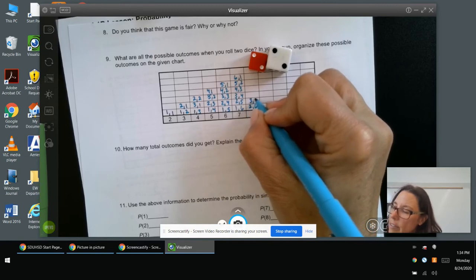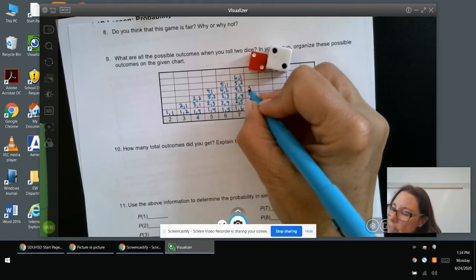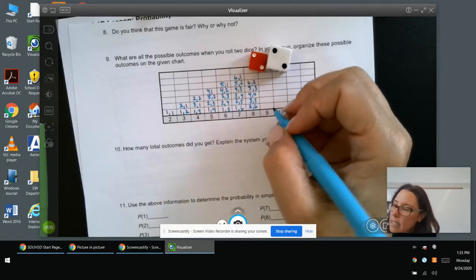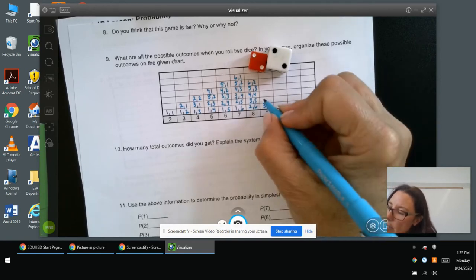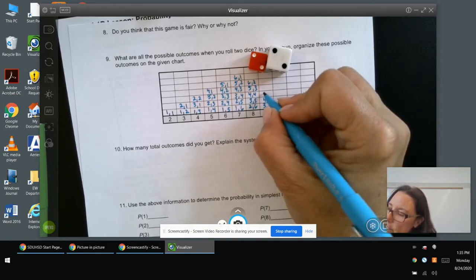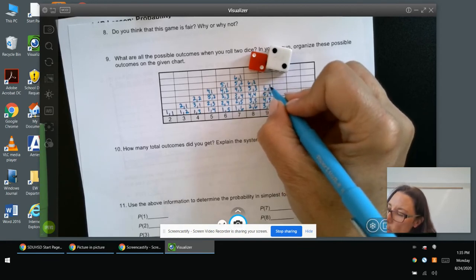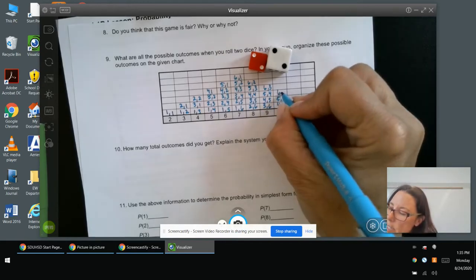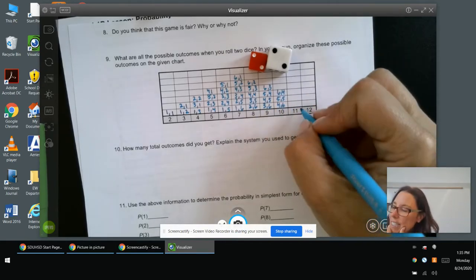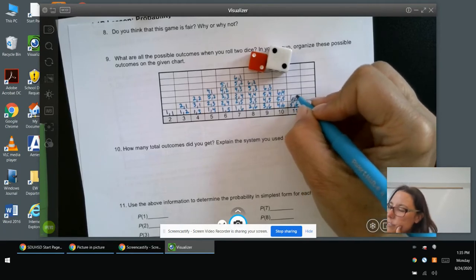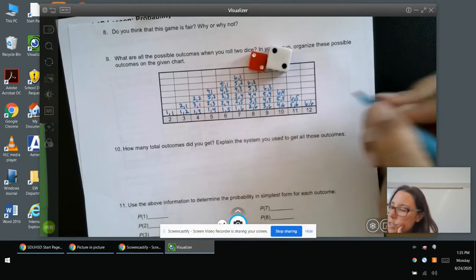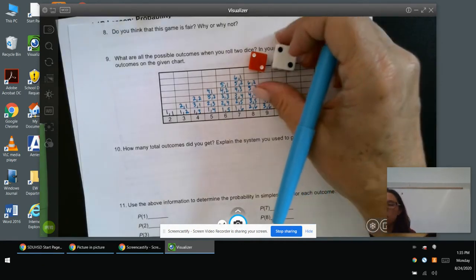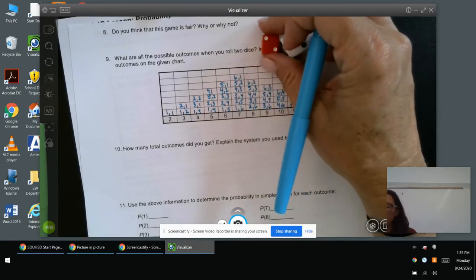a 3 and a 5, a 4 and a 4, a 5 and a 3, and a 6 and a 2. For a 9: 3, 6, 4, 5, 5, 4, 6, 3. For a 10: 4, 6, 5, 5, 6, 4. For an 11: 5, 6, 6, 5. For a 12: 6, 6. Okay, so those are the various outcomes when you are rolling two dice.